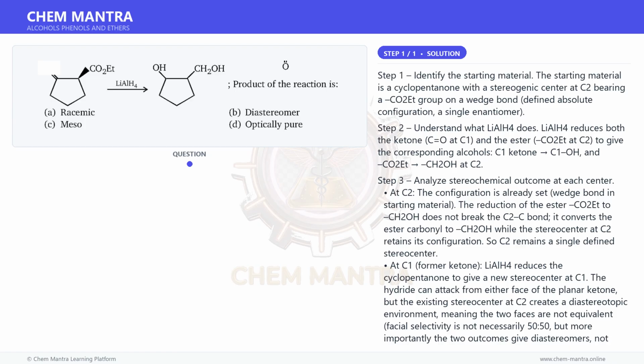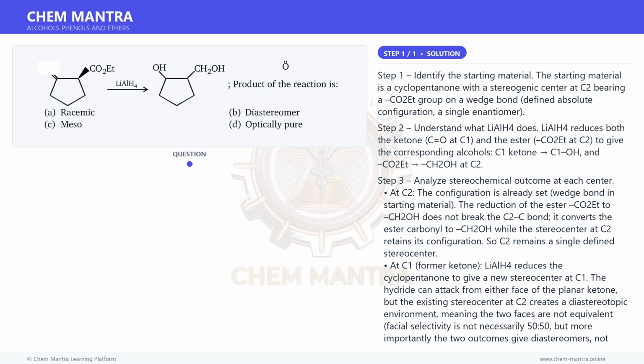Step 5. Eliminate other options. A. Racemic. A racemic mixture would require equal amounts of two enantiomers. Since C2 is fixed, the two products formed differ at C1 only and are diastereomers, not enantiomers. So the mixture is not racemic.